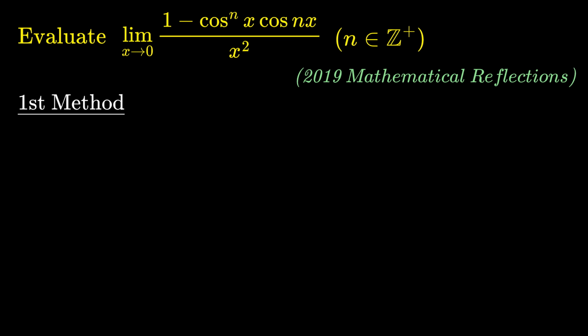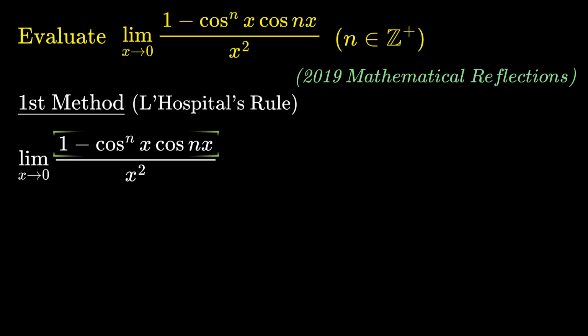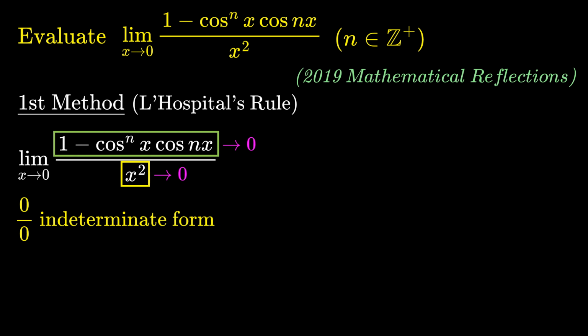The first way is actually pretty direct, which is by using the good old L'Hopital's rule. We can use this because as x tends to 0, the numerator and the denominator tend to 0 too. So this is an indeterminate form of type 0 over 0. And we are safe to apply L'Hopital's rule here.